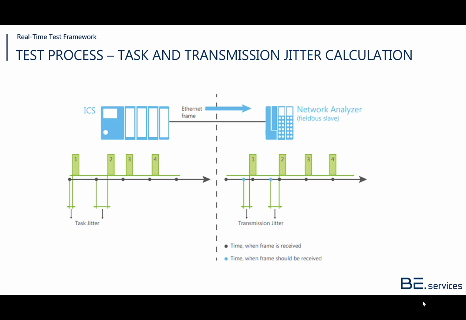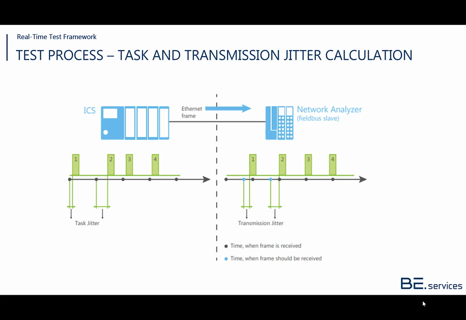The test application executed on the controller sends Ethernet frames cyclically. Each frame carries a timestamp in microseconds containing the time when this frame is sent. The network analyzer receives the frames, adds the received timestamp, and as soon as the defined amount of frames is reached, sends them back to the ICS.